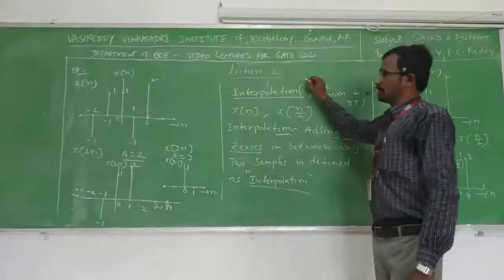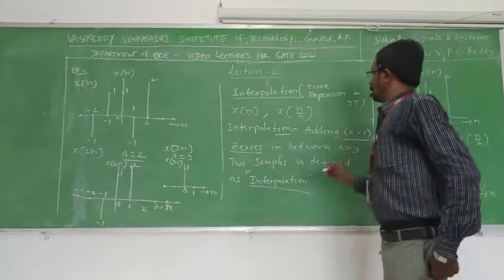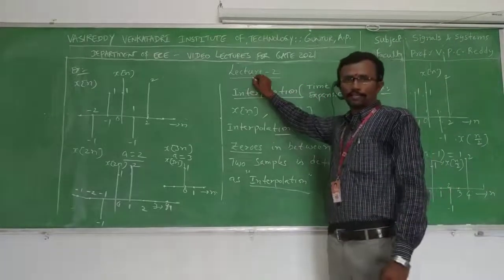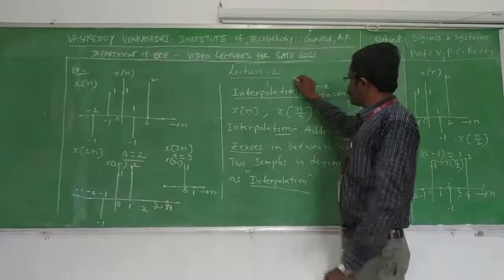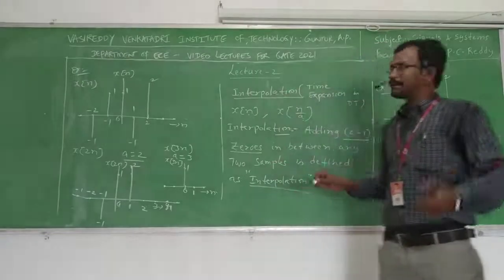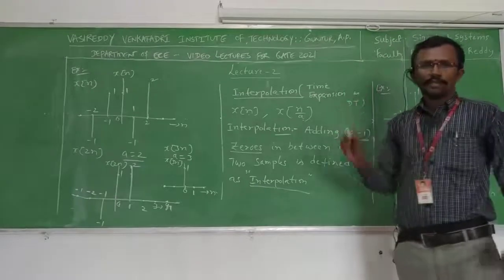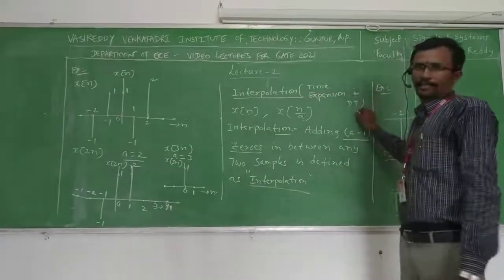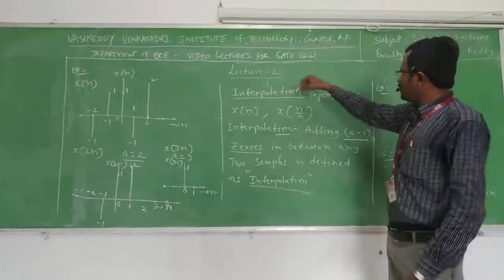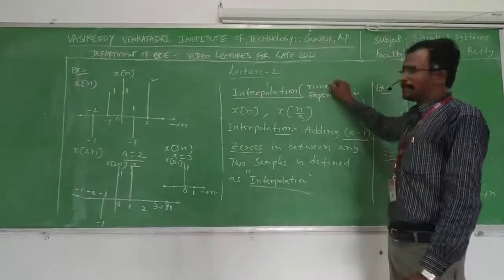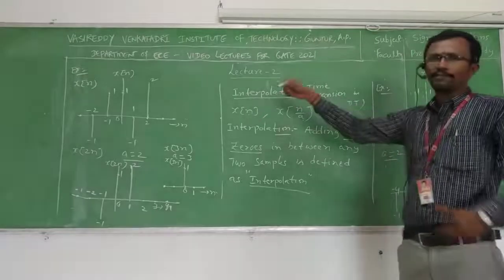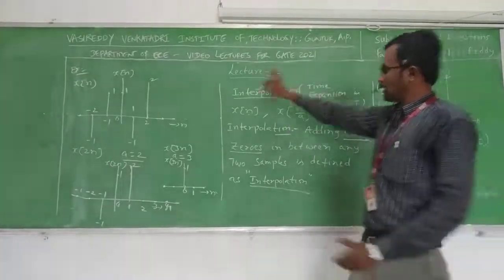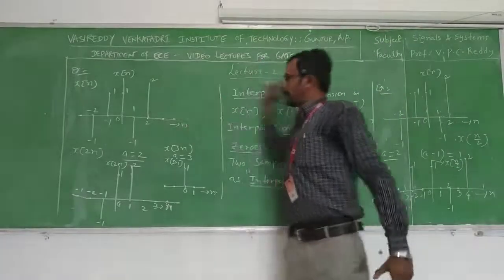So we will continue with lecture 2. This is about decimation and interpolation. Decimation is called time compression in discrete time. Interpolation is also known as time expansion in discrete time. In continuous time we call it time expansion and time compression, but when it comes to discrete time, we have special names like decimation and interpolation. I hope all of you are clear about this.